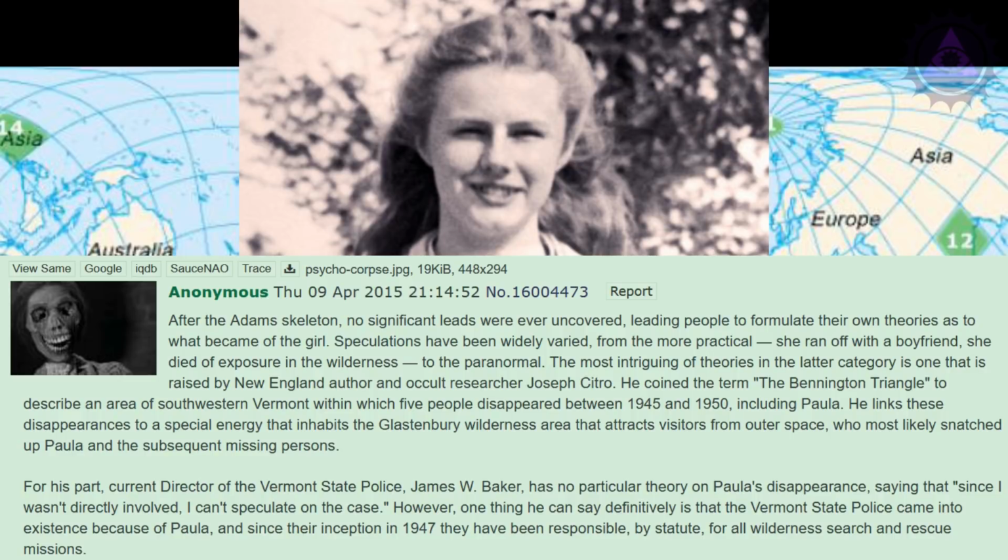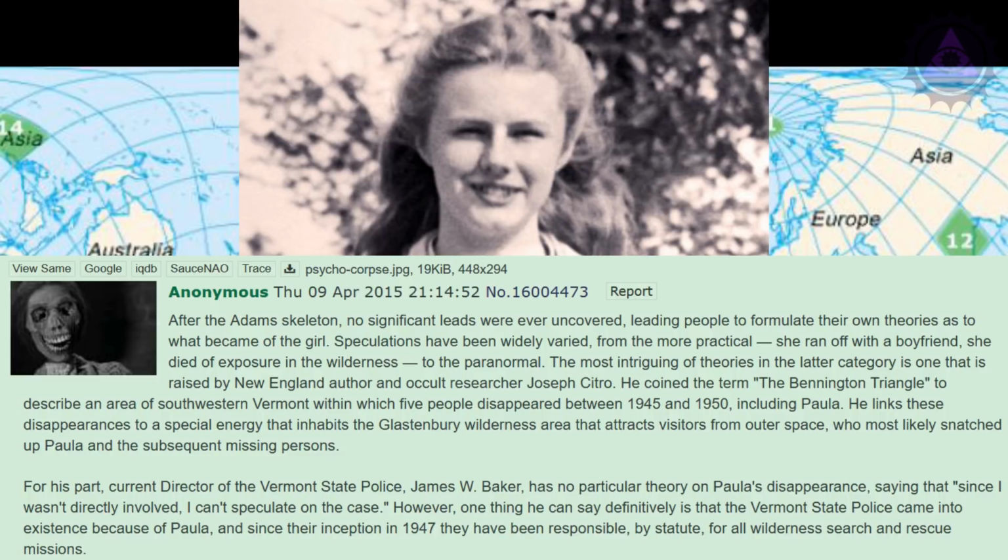The most intriguing of theories in the latter category is one that is raised by New England author and occult researcher Joseph Citro. He coined the term, the Bennington Triangle, to describe an area of southwestern Vermont within which 5 people disappeared between 1945 and 1950, including Paula. He links these disappearances to a special energy that inhabits the Glastonbury Wilderness area that attracts visitors from outer space, who most likely snatched up Paula and the subsequent missing persons.